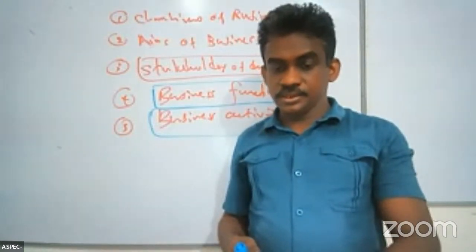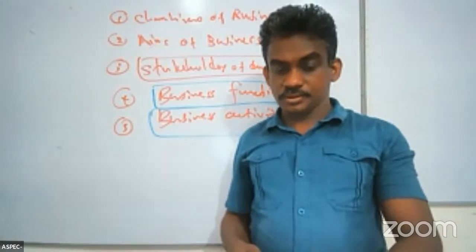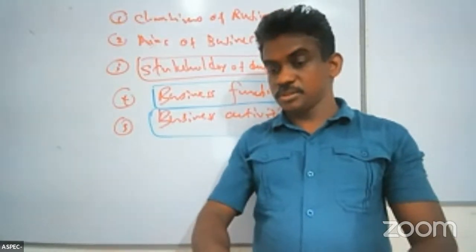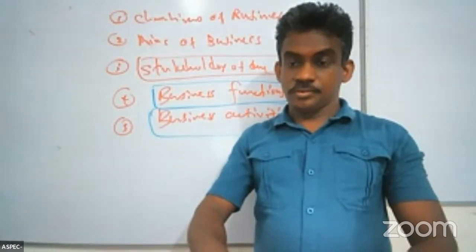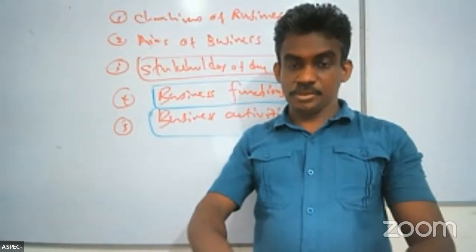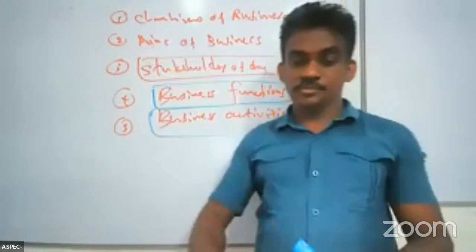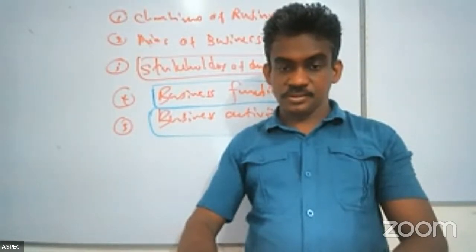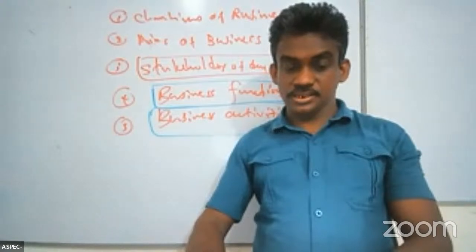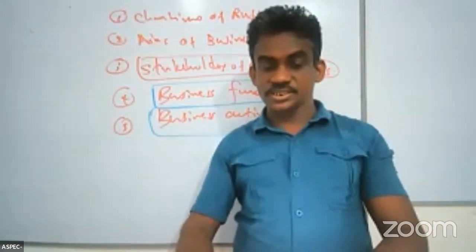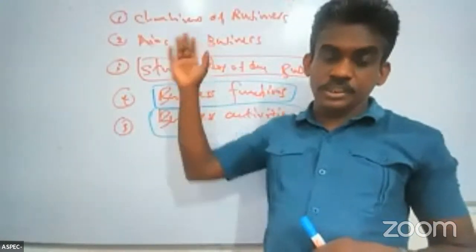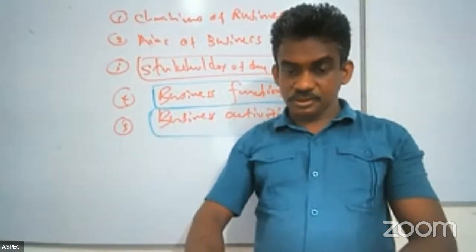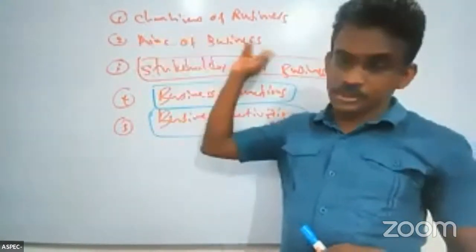Then we talked about the aims of the business. What are the aims of the business? Can you remember? Survival, profit maximization, profit satisficing, market entry, sales maximization, increase in market share, improving the sales turnover, and then growth. Under this we discussed, right?